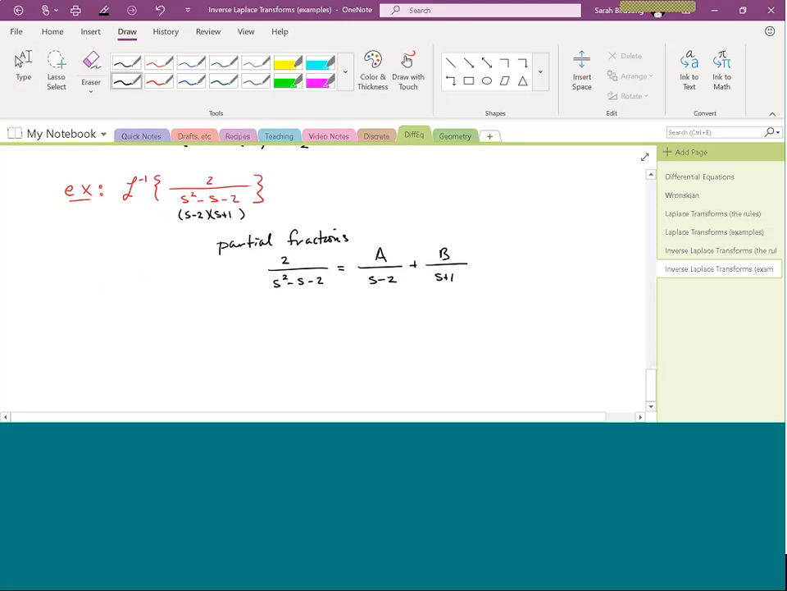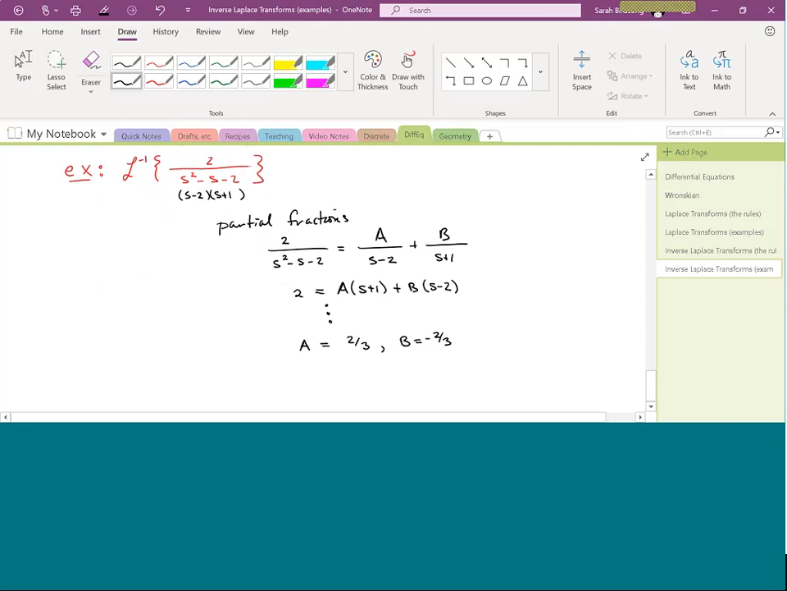The standard is to do cross multiplying, so we'll have 2 equals A times s plus 1, and then B times s minus 2. We plug in a 2, we plug in a negative 1, and I'm just going to tell you here that we'll actually get that A should equal 2/3, and B should equal negative 2/3.